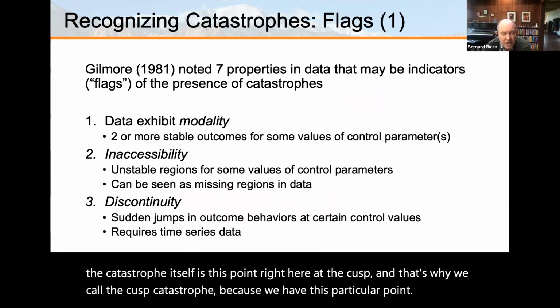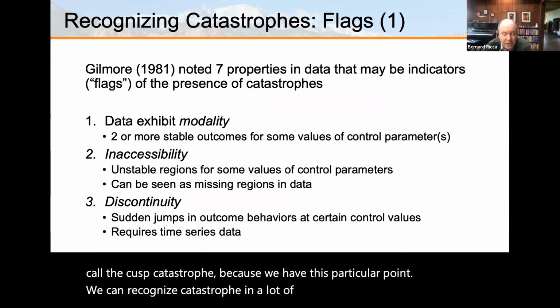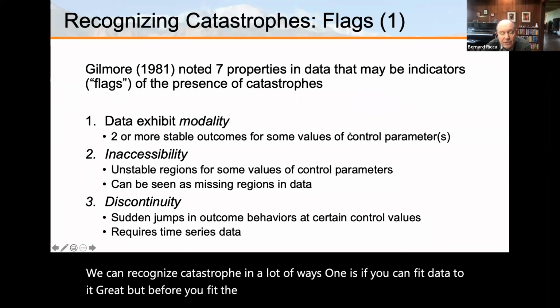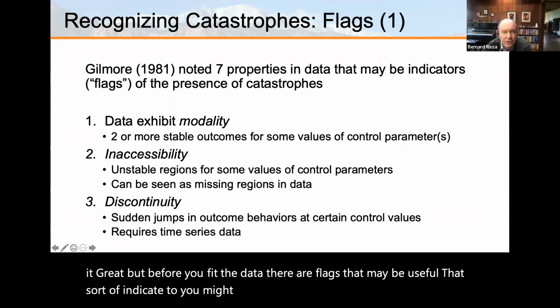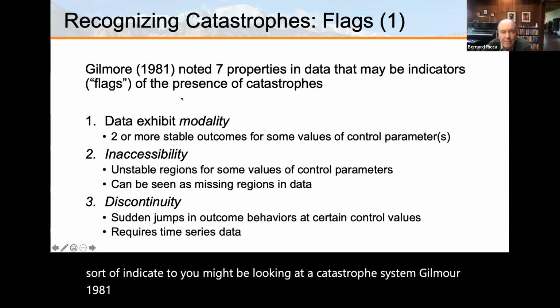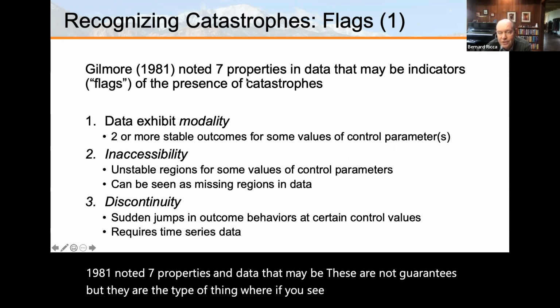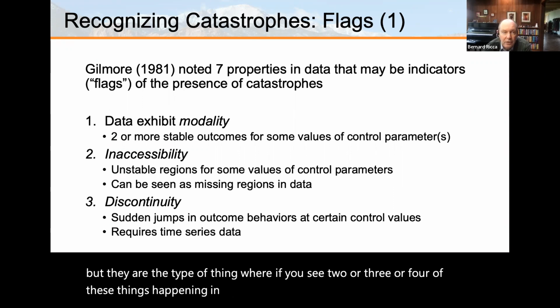We can recognize catastrophe in a lot of ways. One is if you can fit data to it, great. But before you fit the data, there are flags that may be useful that indicate you might be looking at a catastrophe system. Gilmore in 1981 noted 7 properties in data that may be indicators. These are not guarantees, but if you see 2 or 3 or 4 of these things happening in your data, you may want to take a look.